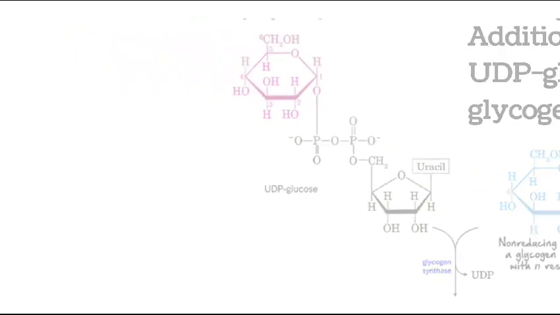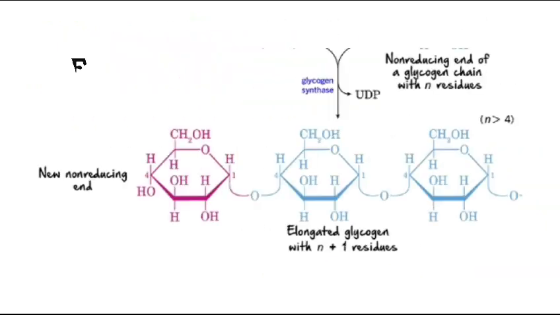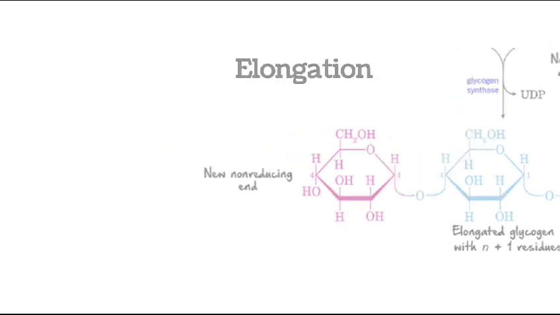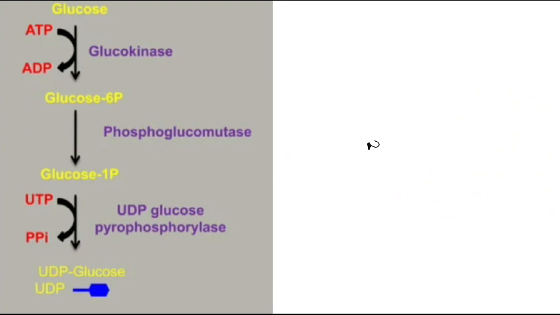Next we'll see how it has been branched. Once a length of say 10 to 16 glucose units are joined, a portion of it is cut and it is now elongated with the alpha 1,4 and 1,6 glycosidic linkage.